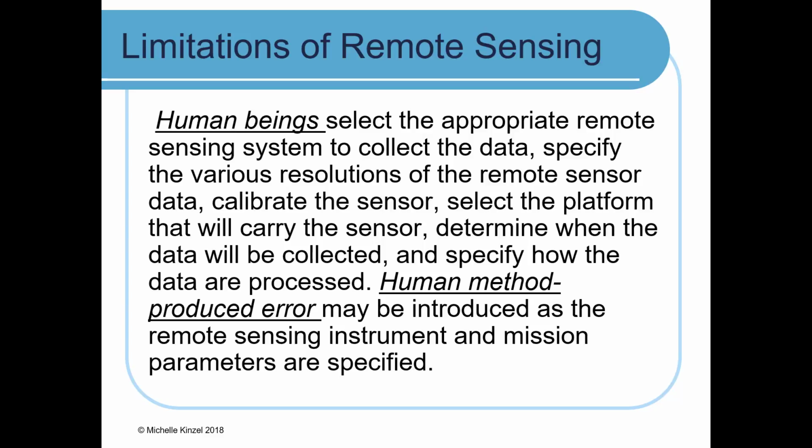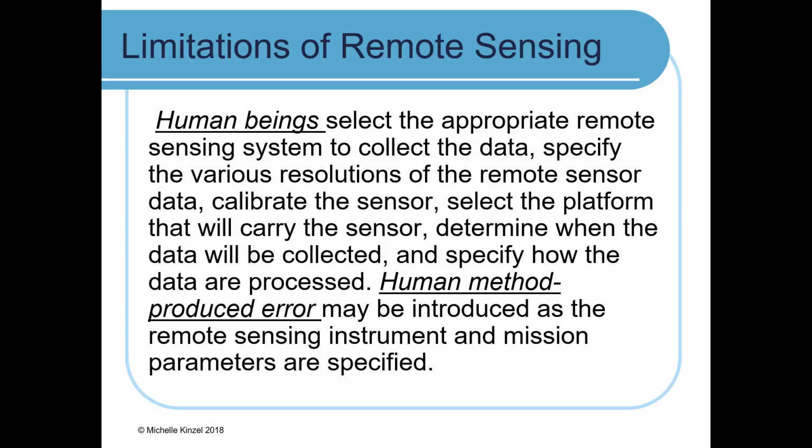Human beings select the appropriate remote sensing system to collect data, specify the various resolutions of the remote sensor data, they calibrate the sensors, select the platform that will carry the sensor, and determine when the data will be collected.